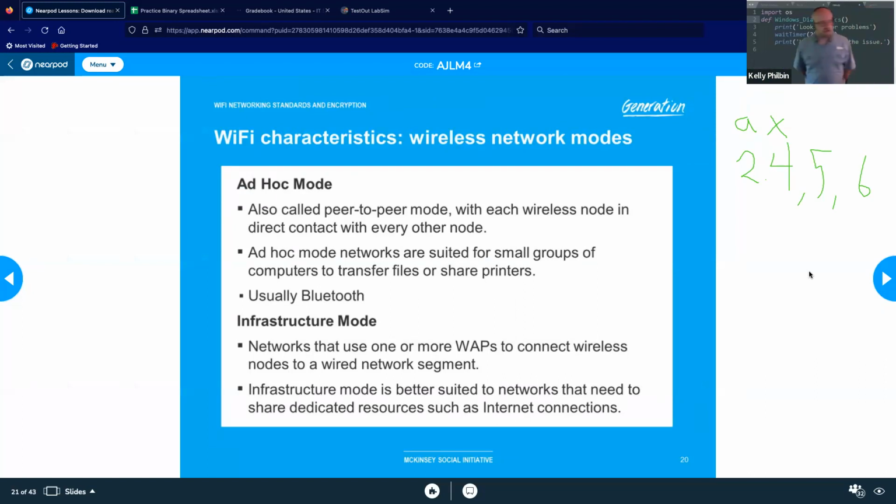Some other wireless models we need to be aware of. One's called ad hoc mode. This is kind of a peer-to-peer wireless connection that can be made between two computers. These work for small groups to transfer files, share printers, stuff like that. It's usually a Bluetooth connection.